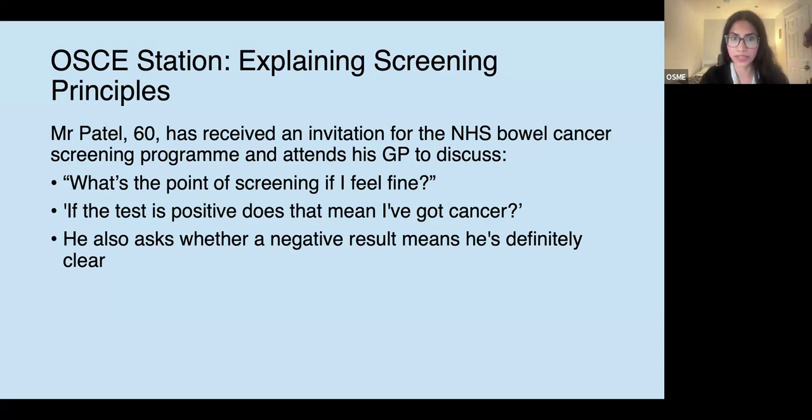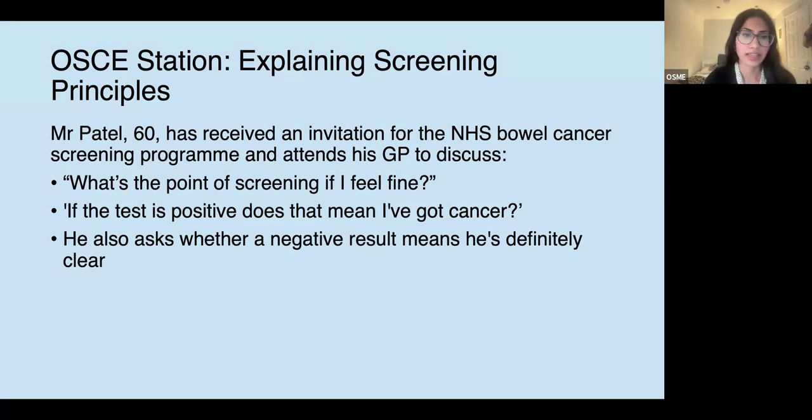So if he has a positive FIT test, which is the first stage of the bowel cancer program, as we said before, he's going to go on to have a colonoscopy. These can cause things like bleeding, infection. The risks are low, but they are still there. So those are the four key risks of screening, and obviously the positives of screening are to detect cases earlier and pick things up that could cause problems.